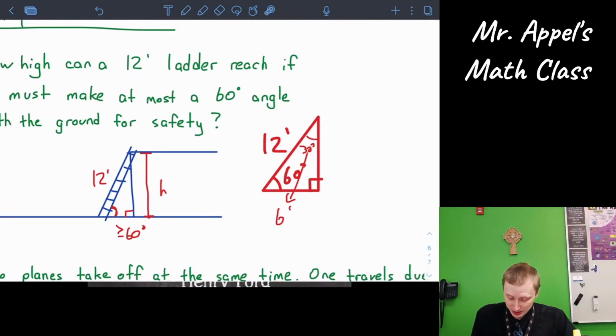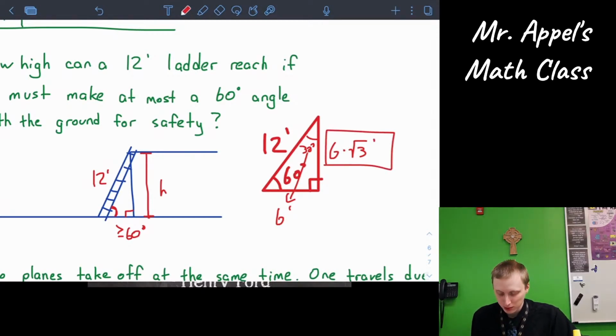The other side, the one across from the 60 degrees, that's the wonky one. Okay? It's not a simple half. It takes the short side, so in this case 6, and we multiply by square root of 3. That's the relationship. This is root 3 times bigger than the shortest side, which square root of 3 is an infinite decimal somewhere between 1 and 2. So this is my exact answer. 6 root 3 feet is how high I can reach.